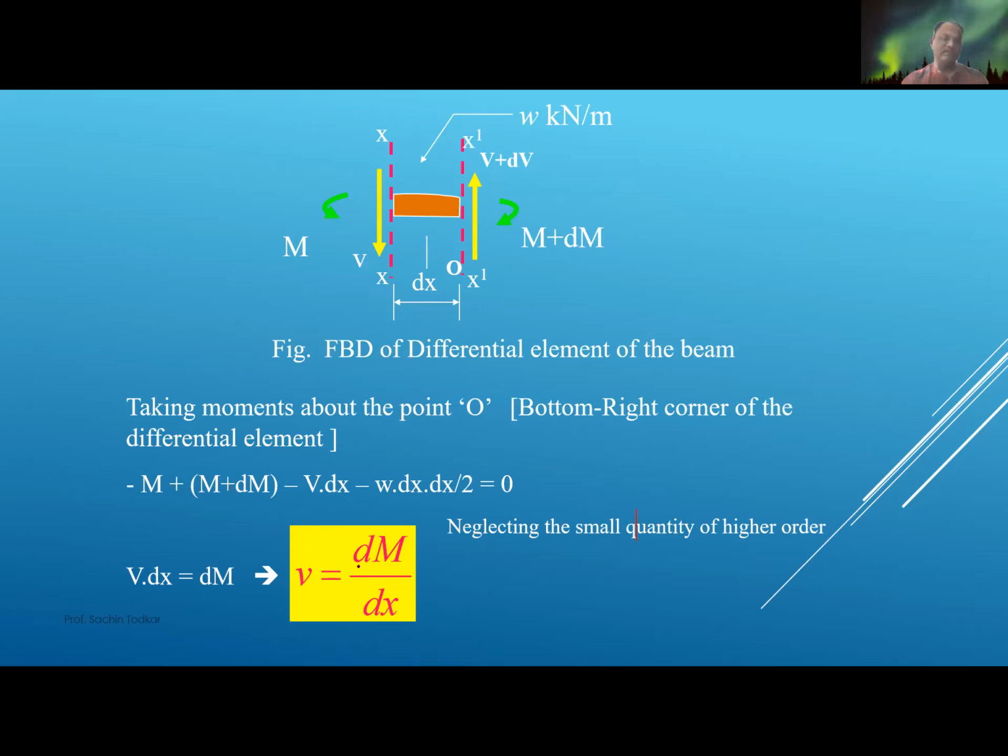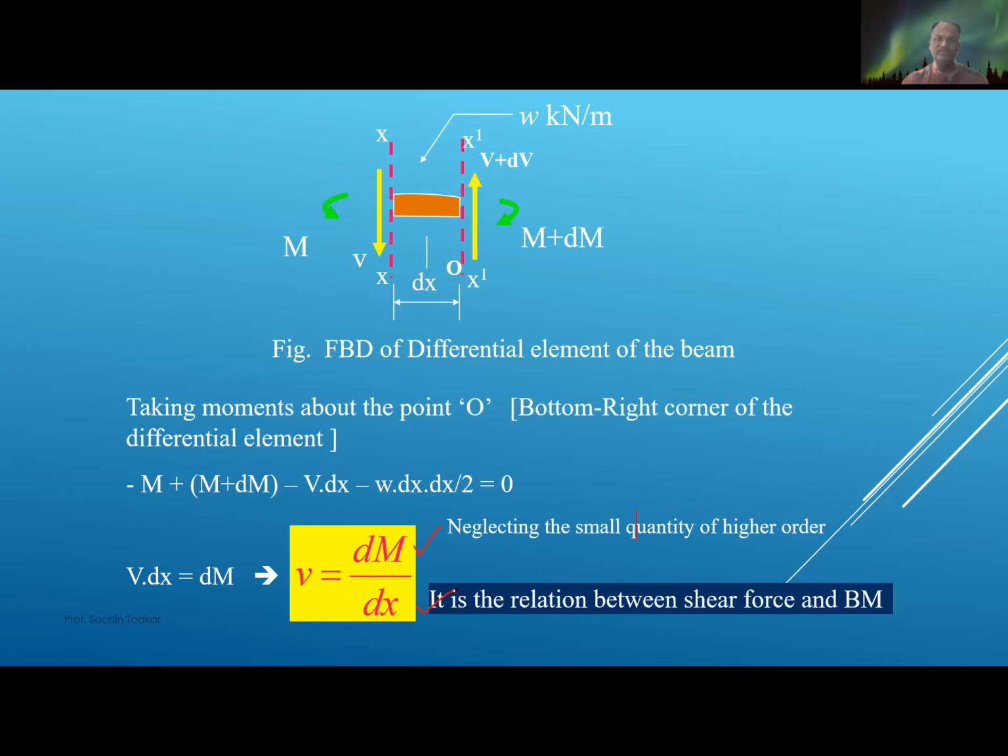It is a derivative of bending moment with respect to the length of that particular beam. So derivative or differentiation of M with respect to X is called shear force. And that's why we know that if we calculate a derivative, it is nothing but the slope of the line. So if I know the bending moment of any particular object, I can calculate the shear force of that object with the help of derivative. So this is the relation between shear force and bending moment that we have to remember.